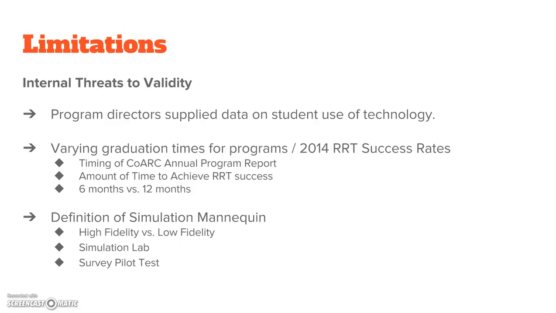Also, there's varying graduation times for programs for those 2014 RRT success rates. This success rate is reported to our accrediting agency, COARC, at the end of June of each year. So depending on when your students graduate in 2014, you either have a full year for them to get their RRT credential or potentially only 6 months, because if they're December grads, which our students are, they only have until mid-June to get their RRT credential for it to be reported on our annual program report. So that could be a reason that there was such a variance between programs in this data.